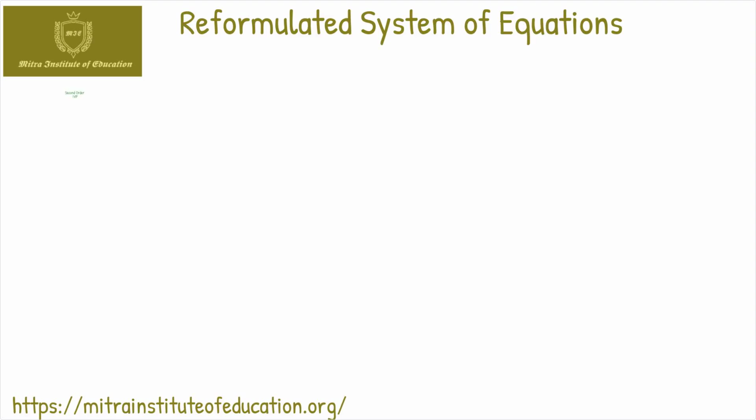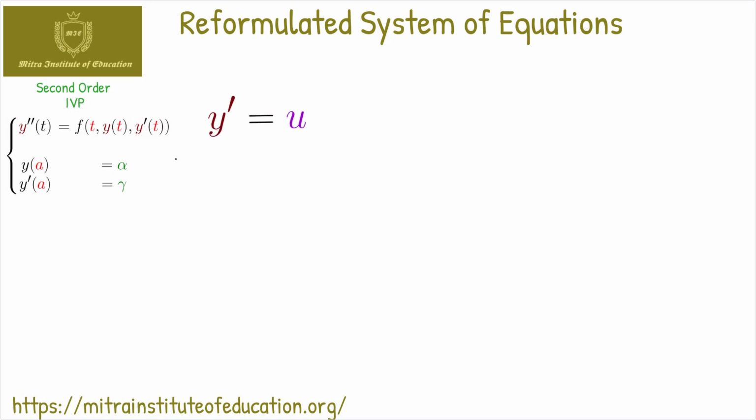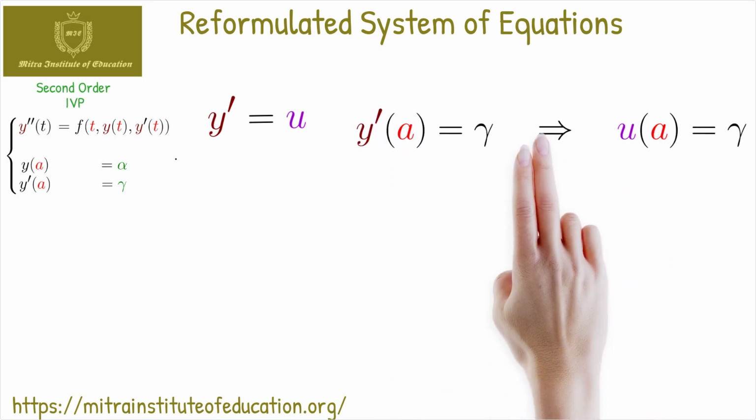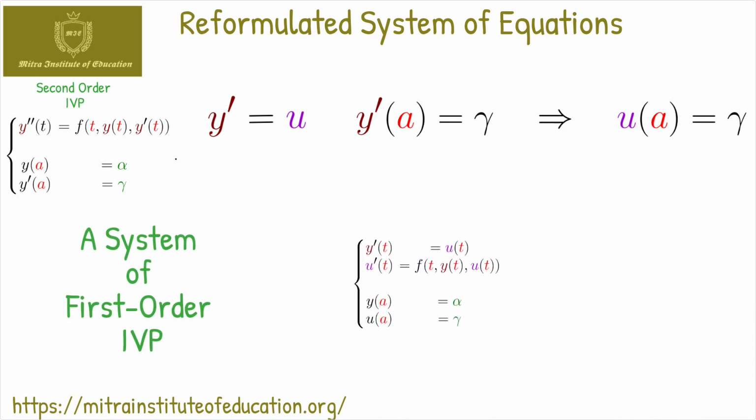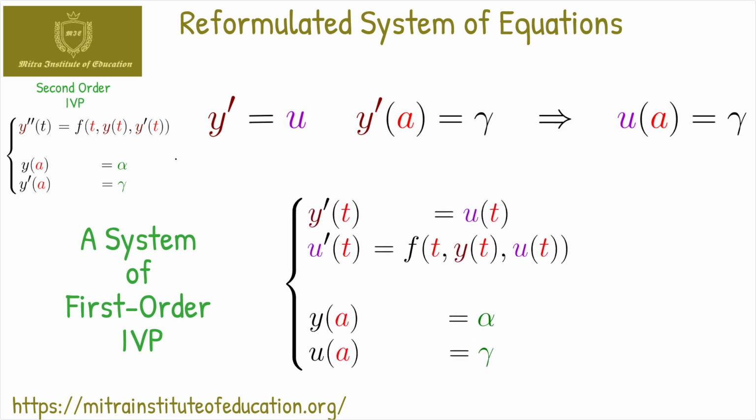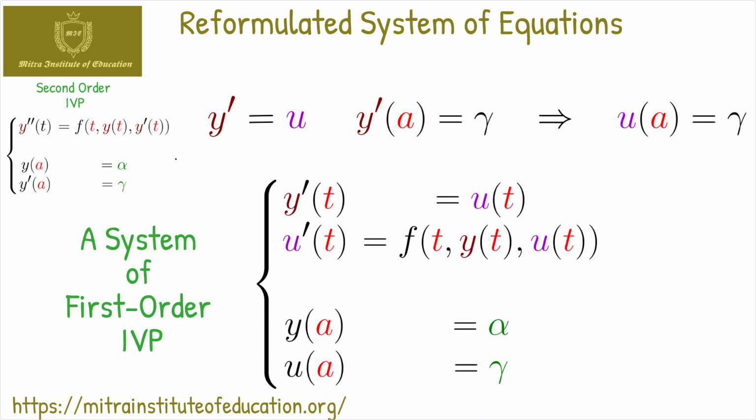Now, we've transformed our second-order initial value problem into a system of first-order ordinary differential equations. The key step was introducing the auxiliary variable, u, where y prime equals u. This conversion not only simplifies the problem but also allows us to adjust the initial conditions accordingly. Now, we can solve this system using methods designed for first-order ODEs.